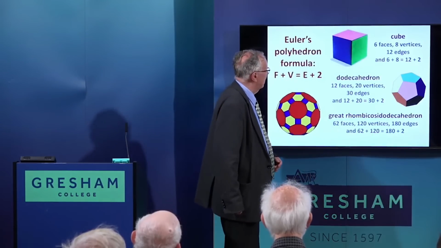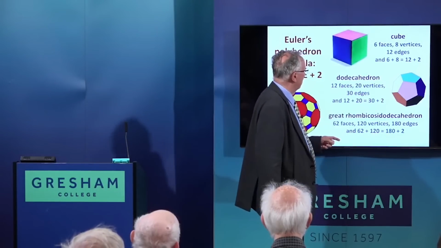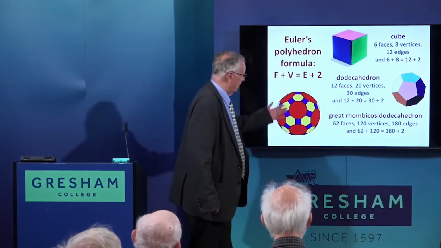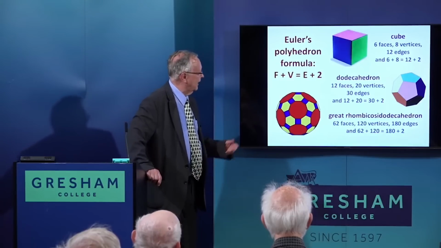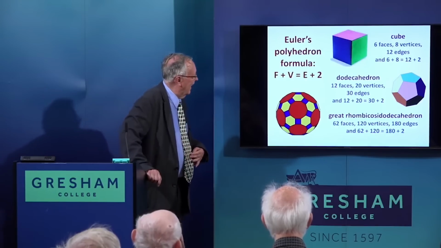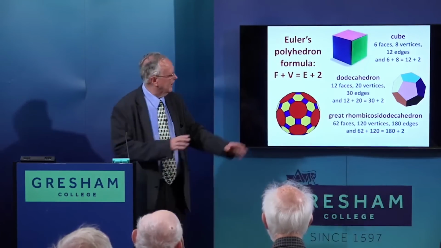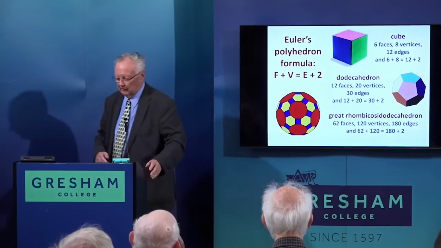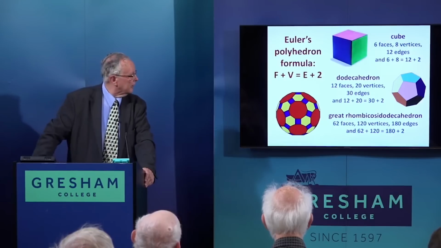For a dodecahedron, there are 12 faces, there are 20 vertices, as we saw, 30 edges, and 12 plus 20 is 30 plus 2. And here's a great rhombicosidodecahedron, as it's called in the trade, and you can see immediately that it has 62 faces, 120 vertices, and 180 edges, and 62 plus 120 is 180 plus 2. So it doesn't have to be regular. You can have different types of faces, and the result still works. So this is an important result.